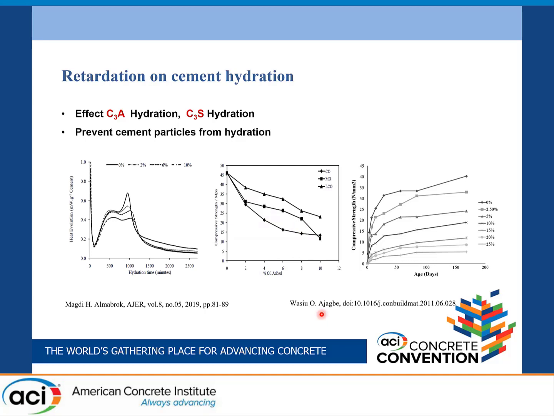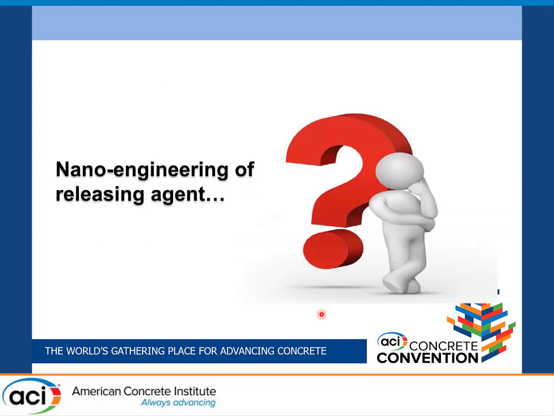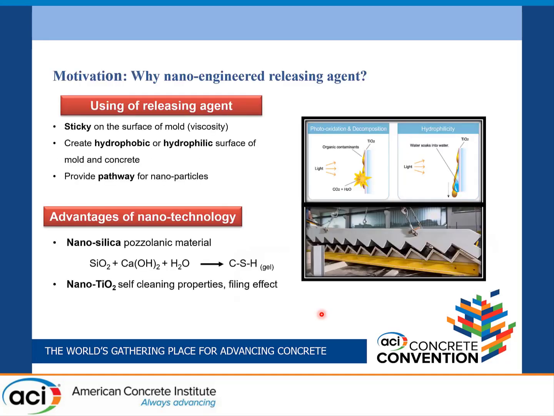So for this, how to decrease the releasing agent effect in the cement? For this purpose, we think: can we combine nanotechnology plus releasing agent to get some kind of nano-engineering of the releasing agent? So the motivation of this work is: why nano-engineer the releasing agent? We have two ideas to prepare nano-engineered releasing agent.